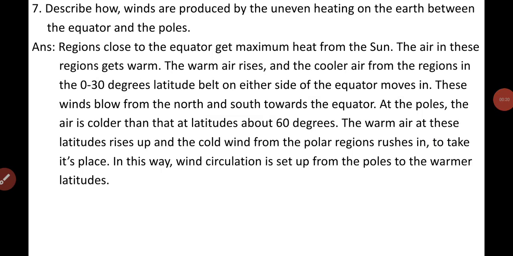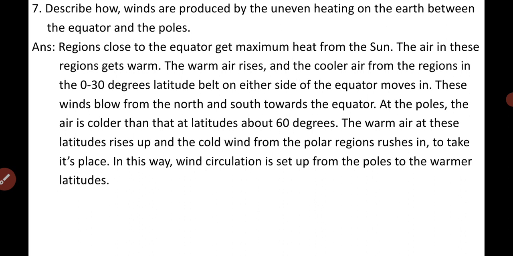Question number 7. Describe how winds are produced by the uneven heating on the earth between the equator and the poles. You know that wind is produced due to the uneven heating on the earth, right? And this uneven heating can take place under two situations. What are the two situations? The first one is uneven heating between the equator and the poles of the earth, and the second one is uneven heating of land and water of oceans.